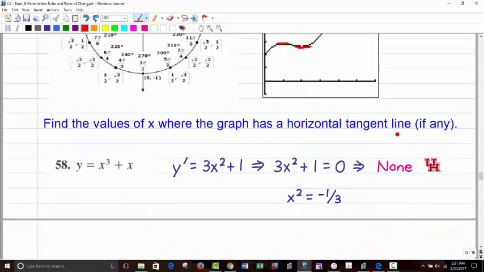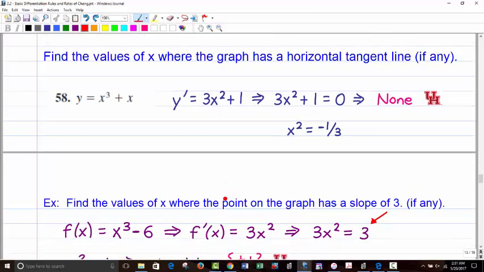Like this example. Y equals x cubed plus x, and then the derivative y prime would be 3x squared plus 1. You set this equal to 0, you get x squared equals -1/3. And, well, we're only dealing with real numbers in this class, not imaginary, so that means there'd be none.